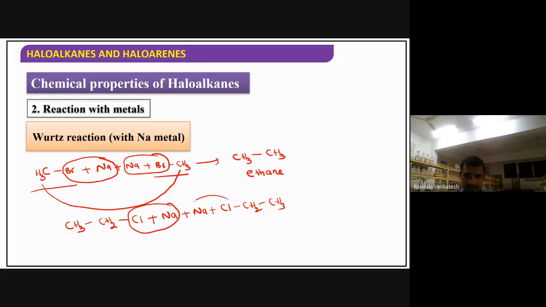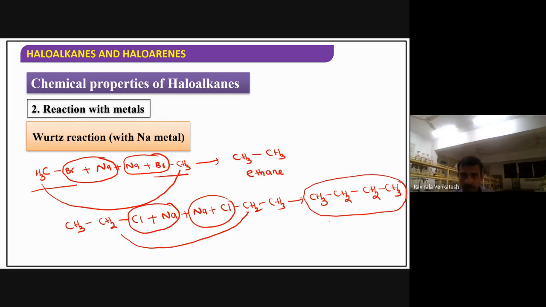NaCl is removed, and these two are connected here. So the product is like this: CH3, CH2, CH2, CH3. This is the product we are going to get. It is called what? Butane.